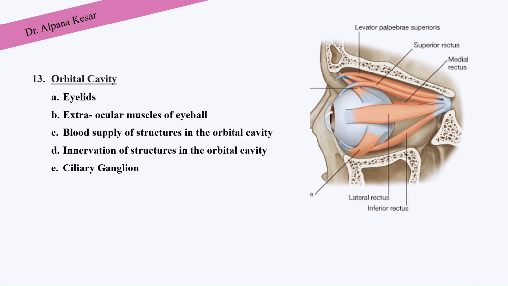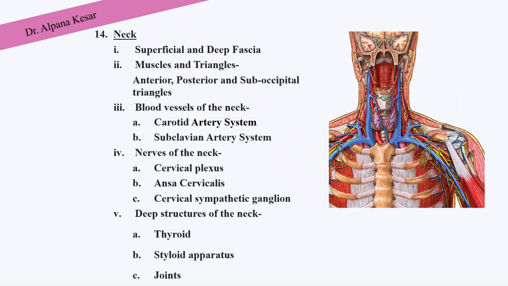In the chapter orbital cavity will be covered eyelids, extraocular muscles of the eyeball, blood supply of structures in the orbital cavity, nerve supply of structures in the orbital cavity, and ciliary ganglion. In the neck is included the superficial and deep structures such as the superficial and deep fascia, muscles and triangles of the neck, the blood vessels of the neck, the nerves of the neck, and deep structures such as the thyroid gland, styloid apparatus, and the joints of the neck.